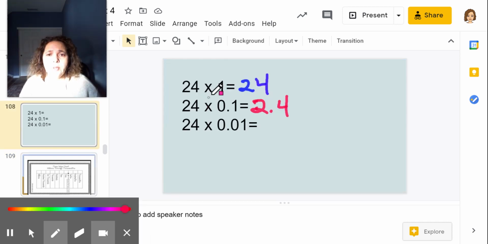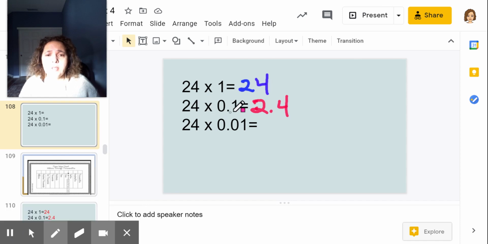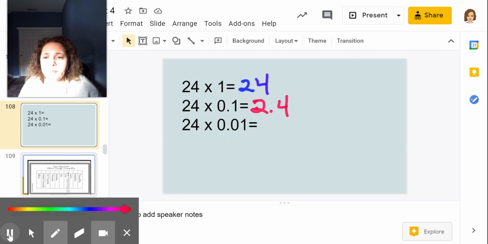Okay, so I had 24 times 1 is 24. 24 times 1/10 was 2.4. Now let's do 24 times 1/100. So how many shifts? 2, right? So let's see what that looks like on the place value chart.